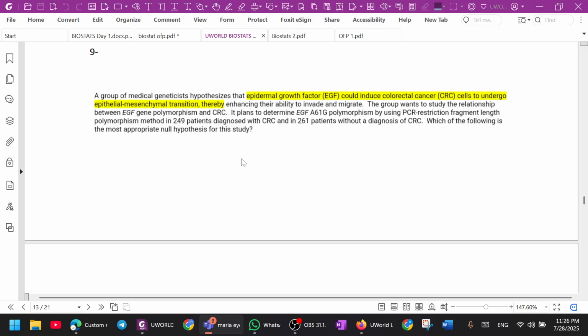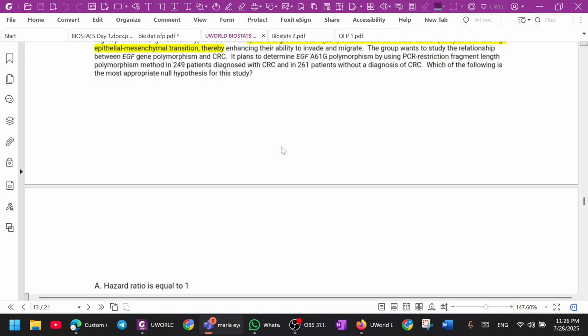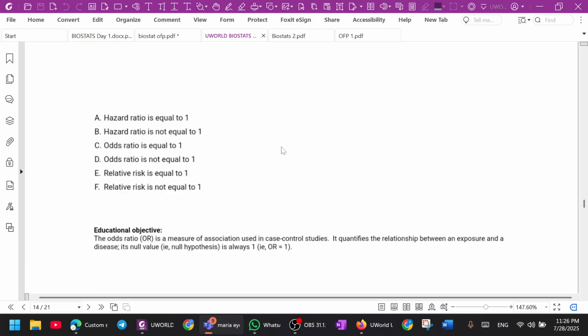Okay, let's check. Yeah, it's C. So I guess you got this. You can read the explanation, but I think you got this. Odds ratio is a measure used in case control study. It quantifies the relationship between exposure and disease. Its null value is always one.